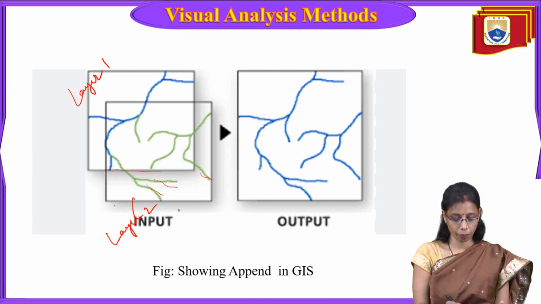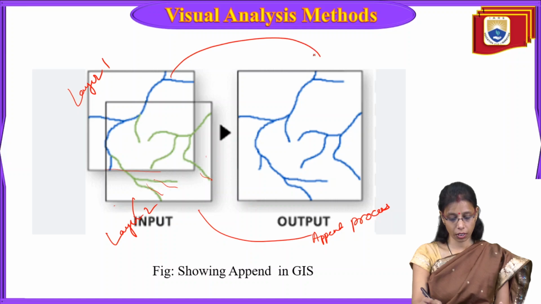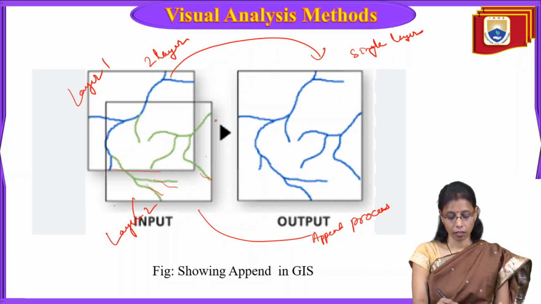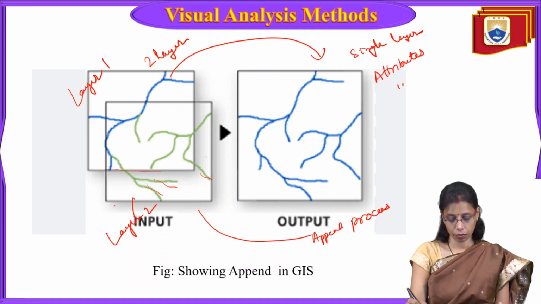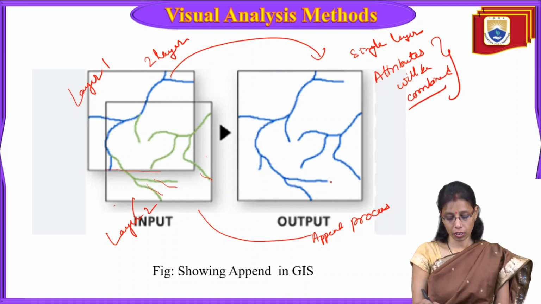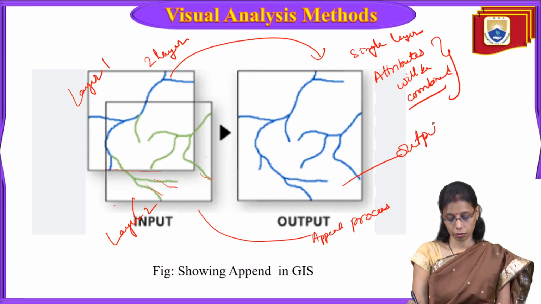Layer 2 extends till here. Now finally you run this append process. What will happen? These 2 layers will convert to a single layer, and the attributes will be combined together to form this output. So this is your output.